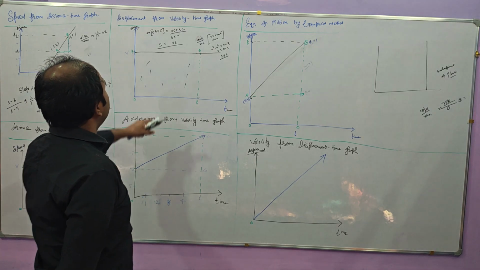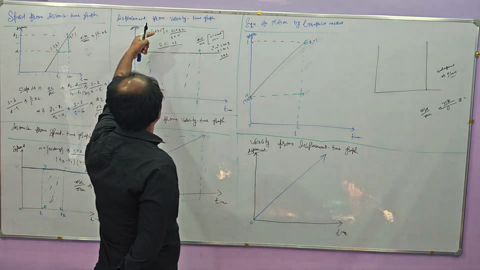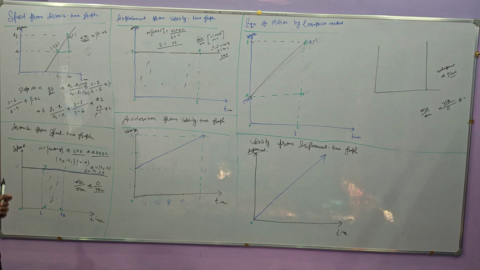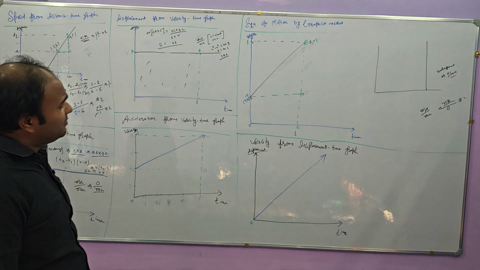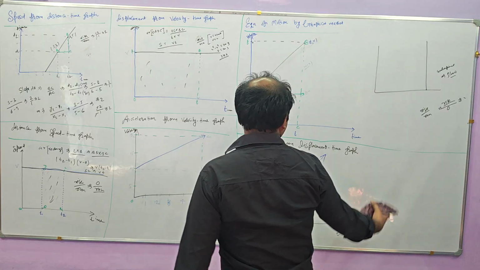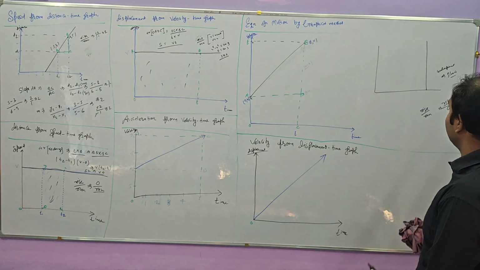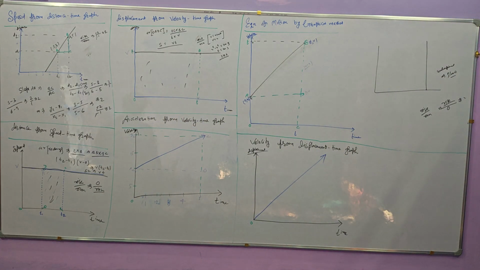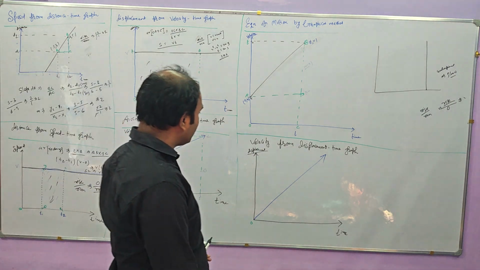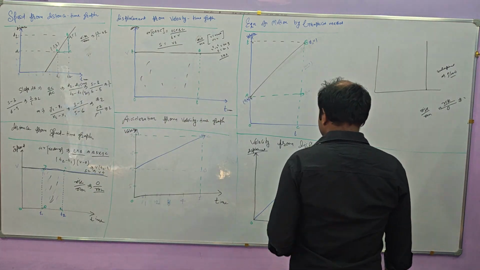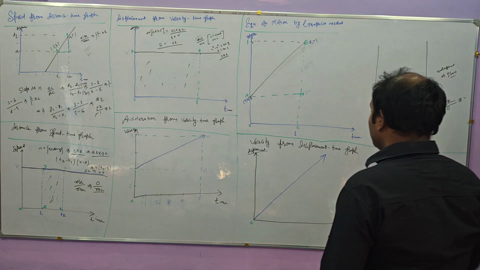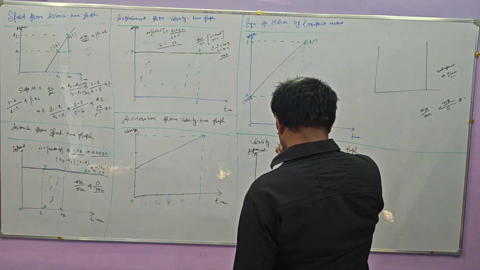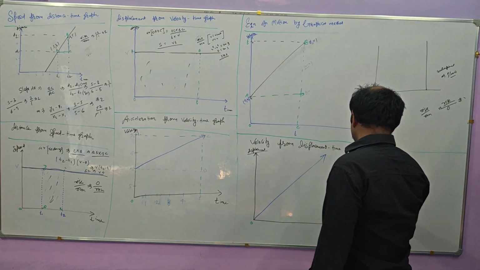The matter is that we consider velocity in place of speed in a displacement time graph, and that is the point. Now we have velocity from the displacement time graph, and we know the slope of a displacement time graph gives velocity.